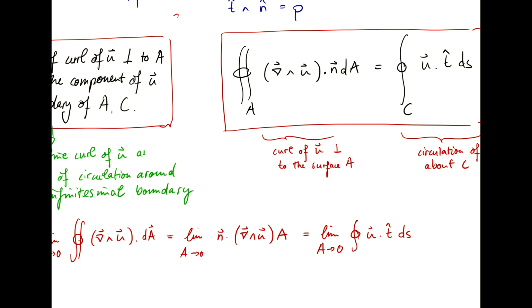And so if you divide both sides by A, then you're left with this, which is the definition of the curl of U, where you'd say n dot curl of U is the limit as the area goes to 0 of 1 over A times this line integral of the flow around the boundary.